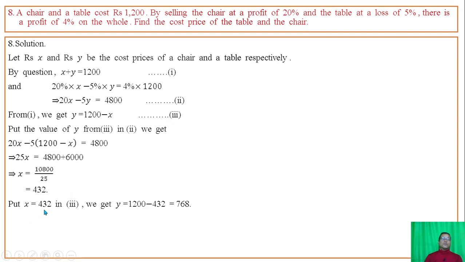Put x equal to 432 in equation 3. We get y equal to 1,200 minus 432, which is 768. Thus, the cost price of the chair is rupees 432, and that of the table is rupees 768.